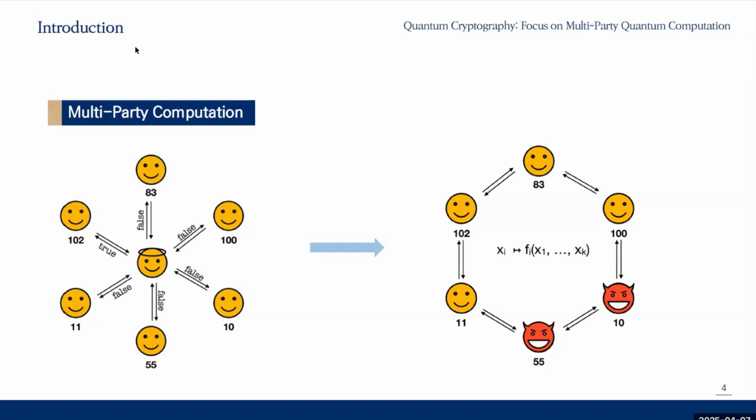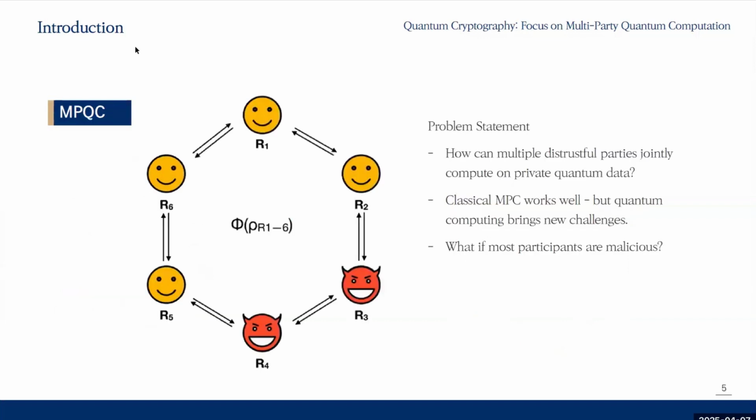As you can see on the left, naive communication can lead to leaks and mistrust. However, with proper protocols, as shown on the right, parties compute functions securely, even if some are dishonest. However, when we move to quantum data, new challenges arise. Our goal is: how can multiple distrusting parties jointly compute on private quantum data?